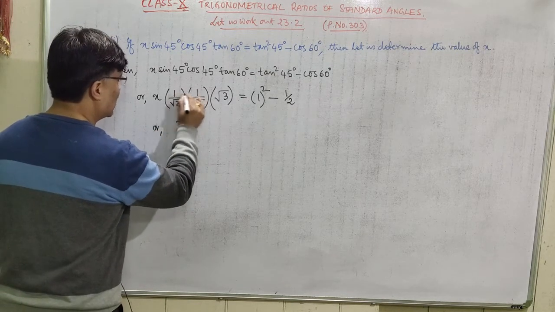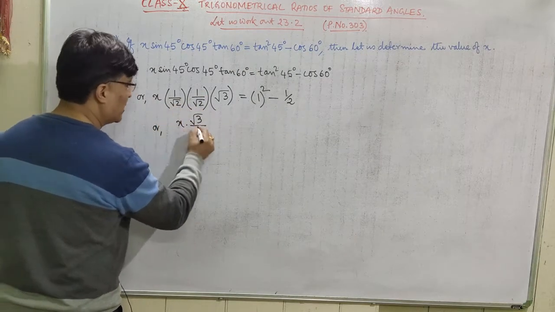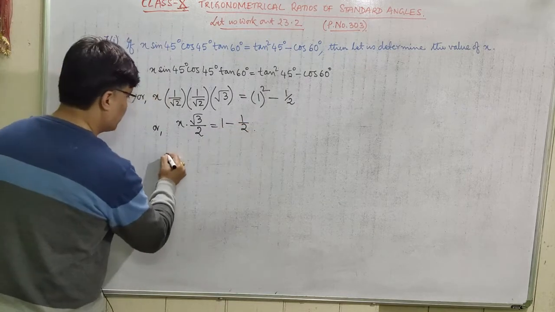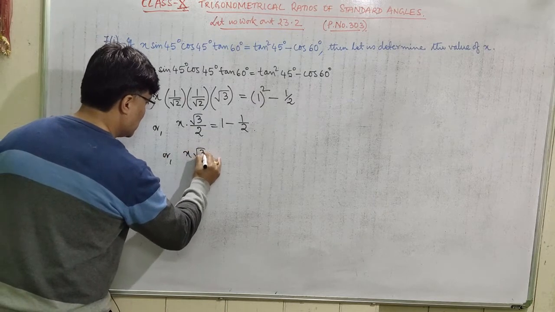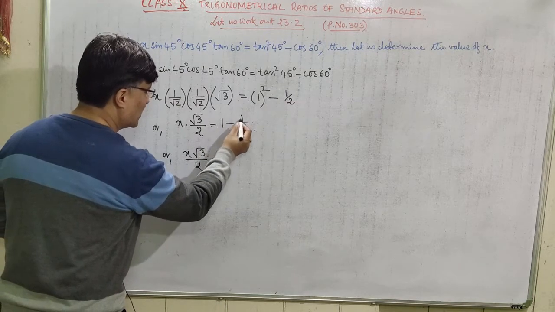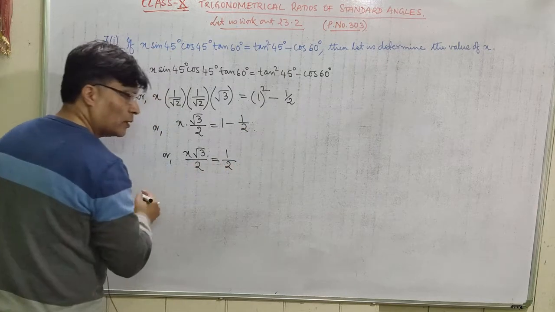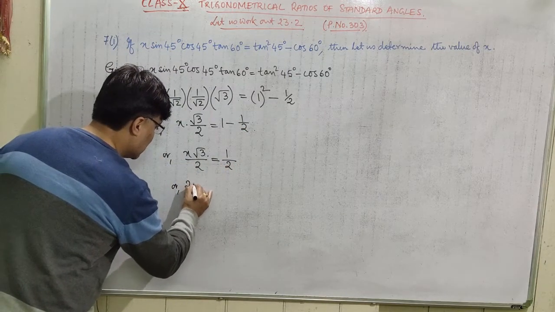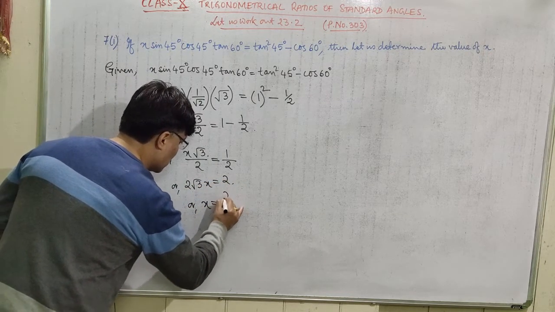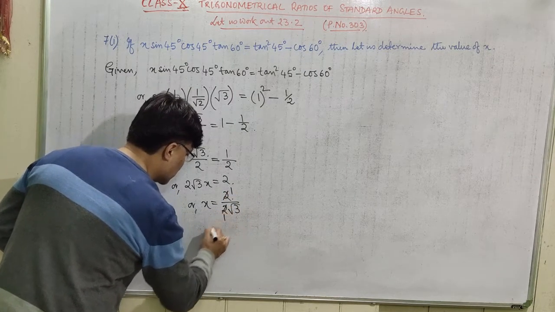So it is x into 1 into 1 into root 3 is root 3, divided by root 2 into root 2 is root 4, that is your 2, which is equal to 1 minus half, right? So, or this is x root 3 divided by 2 is equal to, let us simplify it. This is 2 ones are 2, minus 1 upon 2. So let us cross multiply it. That is 2 root 3 x is equal to 2, or x is equal to 2 by 2 root 3. So here 2 ones are 2, 2 ones are 2.